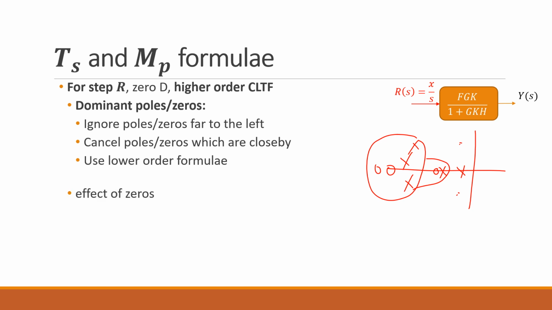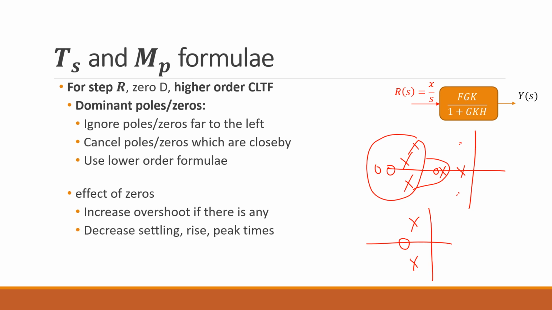Now that may not always happen. Sometimes we will have extra zeros in the system. In that case, one must understand what happens if you have poles and then if you have a zero nearby which cannot be ignored. Then the effect of zero is that it can increase overshoot if there is any, and zeros make the system go faster, so they decrease the settling time and they decrease the rise time and the peak time. So whatever a second order formula will predict, the effect of zero is going to give you higher overshoot than that formula and lower settling time and peak time and rise time.